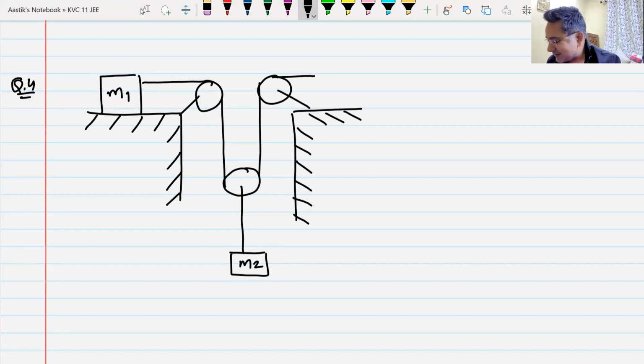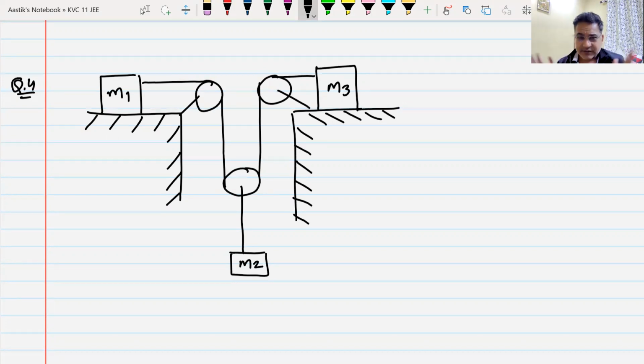You've given your answers too quickly, my dear friends, because now I have a third gentleman coming here, M3. Now we have 3 blocks. Now there's only one way the system can move. There is no other way. Where will this system move? Downwards. So the first thing would be to find out the constraint.